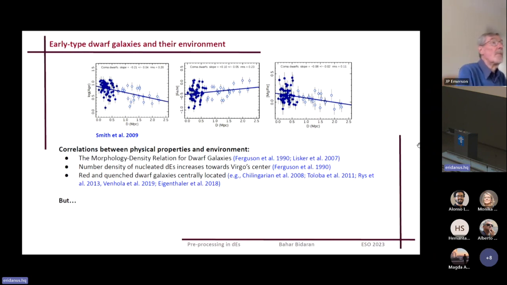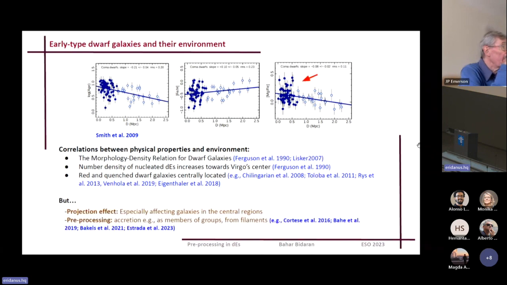But this type of studies have two main problems. The first one, as you can see, is that both of them contribute to the scatter that you are seeing over here. So the scatter in the central part, we know is coming from the projection effect. So meaning that a galaxy that you see in the center of the cluster can be in the center or anywhere between you and the center along the line of sight. But in the outskirts, the effect that contributes to the scatter is the pre-processing.